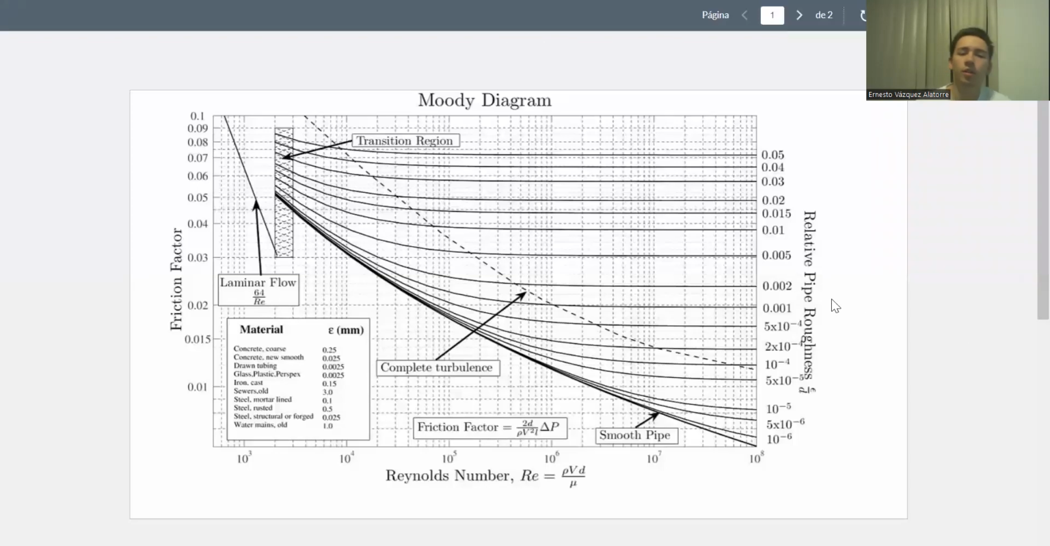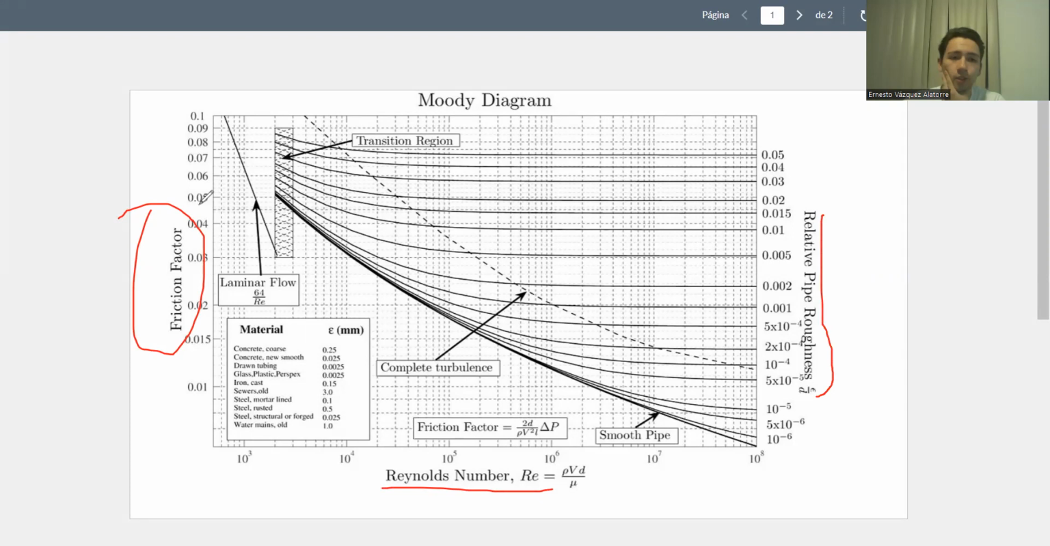So in this video, we'll try to explain the use of the Moody diagram. This diagram's main purpose is to obtain the Darcy friction factor, which is right here on the left, using the information about the Reynolds number and the relative pipe roughness that you have.